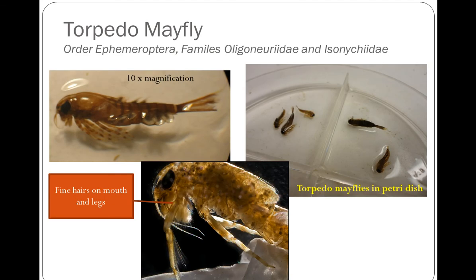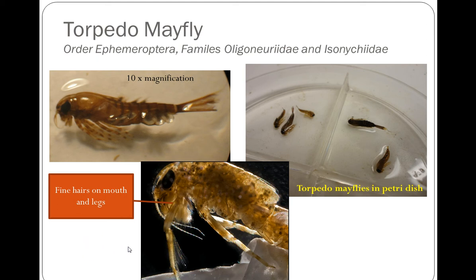The first mayfly indicator we use for RiverWatch is the Torpedo Mayfly. This is made up of families Oligoneuriidae and Isonychiidae. As you can see in the petri dish, without magnification, they have a very rounded head, kind of a streamlined body. Look a little bit closer, you almost see an arch in their back. Sometimes that helps you to pick out their body shapes in the petri dish.